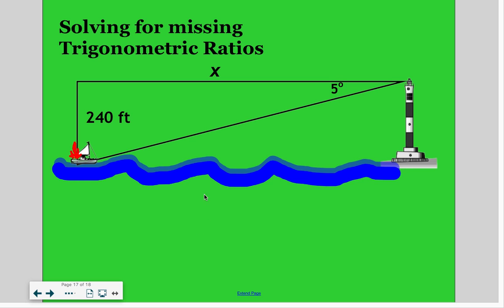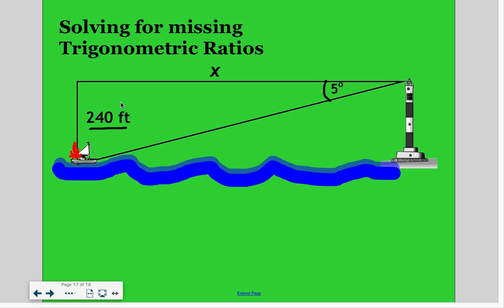Alright, let's try this one, see if you guys can figure this out. So the angle here is 5 degrees. We got a value of 240, and we have this x. If we're solving for x, I want to know ultimately how far away this boat is from land, so that it's not actually from the lighthouse. That way it wouldn't come in contact, and then it would be shipwrecked.